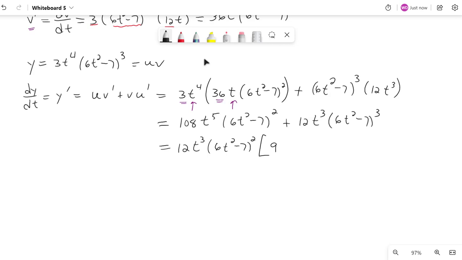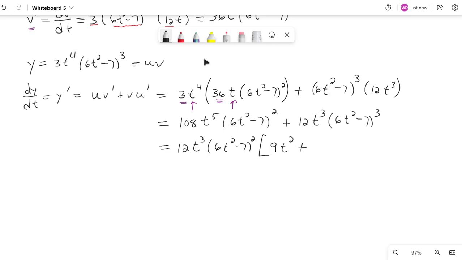T cubed goes into t to the fifth and leaves you behind a t squared. And then 6t squared minus 7 quantity squared dividing into the same thing just cancels. So that's that part. Then I add. Then I divide this product into the second part of the sum. So 12 goes to 12 and cancels. T cubed goes into t cubed and cancels.